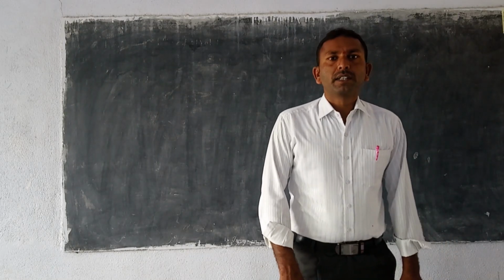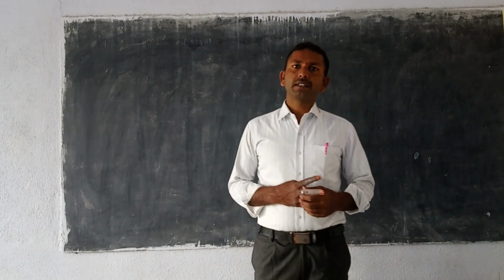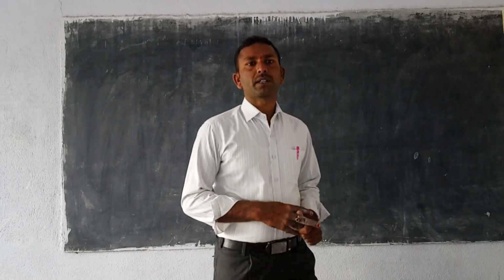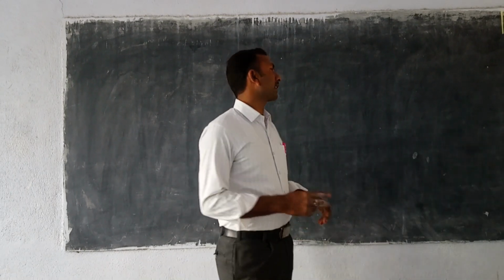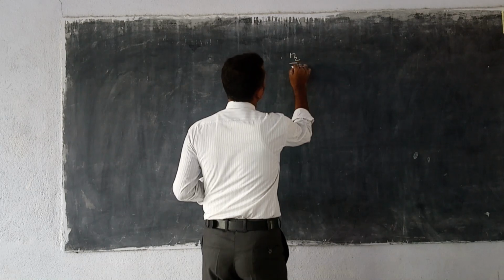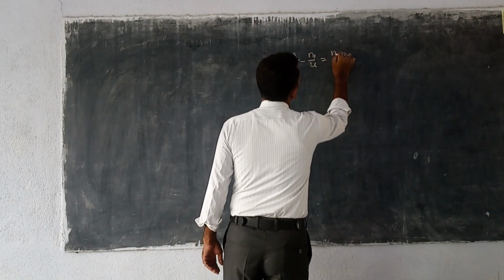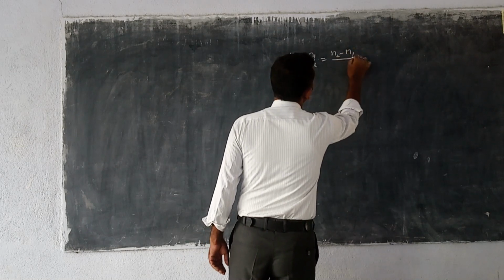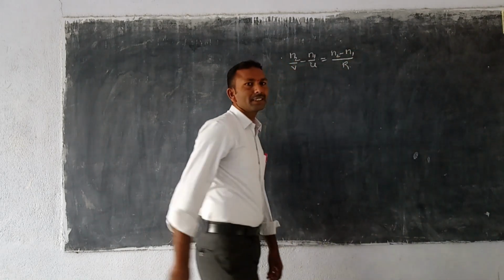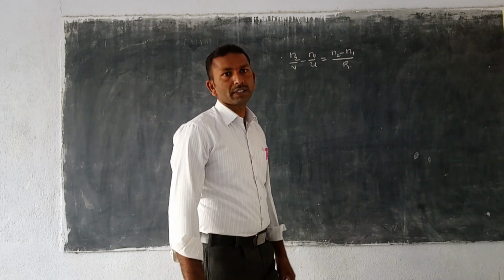In the previous class, we learned about image formation and the derivation of the curved surface formula. So what is the curved surface formula? N2 by V minus N1 by U equals N2 minus N1 by R. This is the equation derived for curved surfaces.